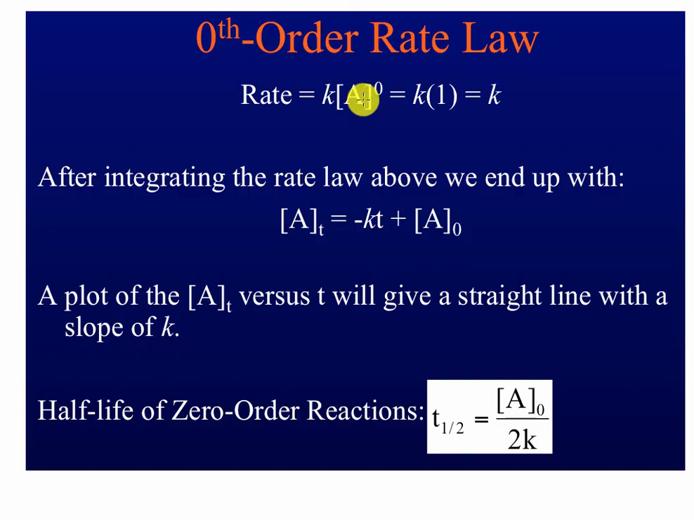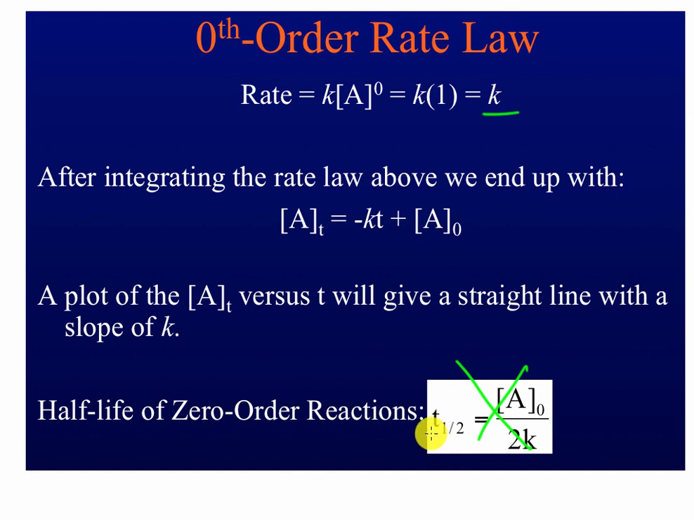Okay, zeroth order. Remember, zeroth order, concentration has no effect on the rate. So I can double this, triple this all I want. It has no effect on my rate. So therefore, it's just equal to a constant. So if I integrate this, what I end up with is the regular, general slope-intercept form. Nice and easy. Again, I wouldn't worry too much about this.